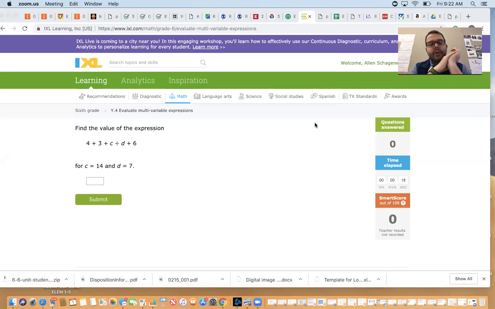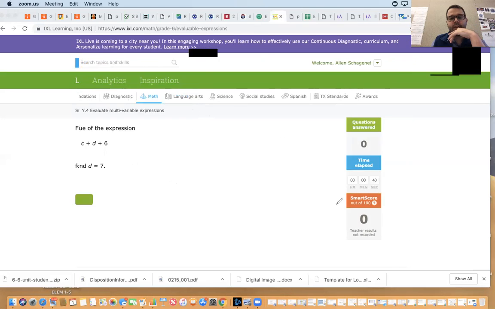All right, friends, today we're going to be looking at Y4, which is evaluating multiple variable expressions. So we're going to have multiple things going on. As you can see in this first problem that I'm given here, I'm going to have to do a lot of steps. If you remember from previous grade level, we talked about order of operations. So I'm going to share a whiteboard with you all, and I'm going to walk you through this understanding of these problems.